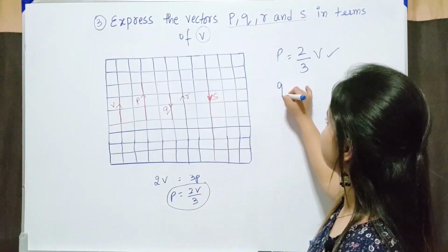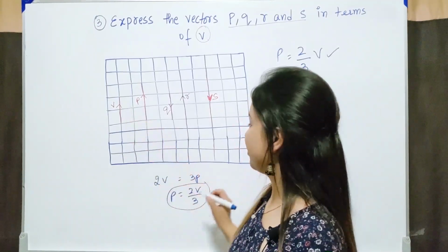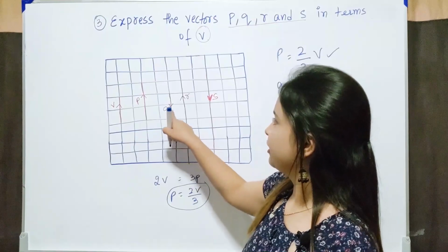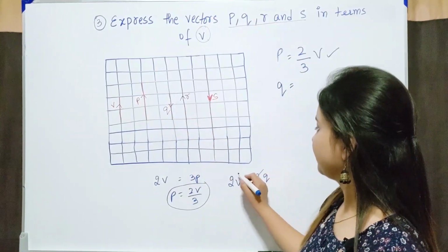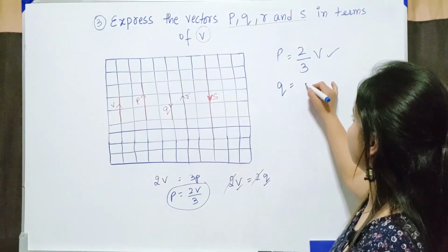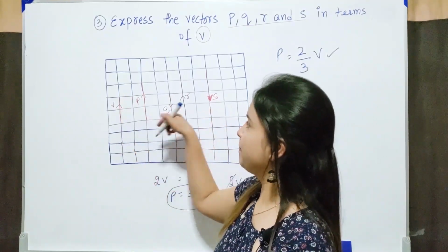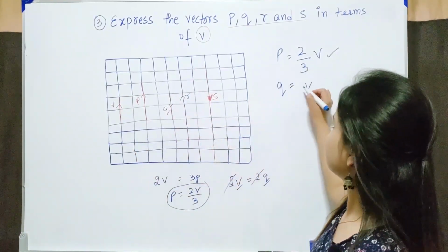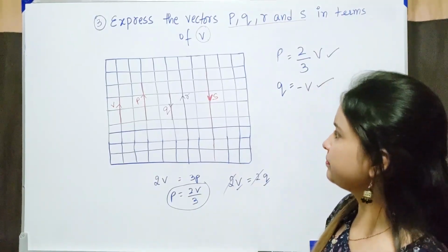Okay. Come to Q. Now V takes 2 blocks. Okay. So 2V. Q also takes 2 blocks. So 2Q. That means V is equal to Q. So Q is equal to V. Now come to the direction. V is going up, Q is going down. So I can write Q is negative V.